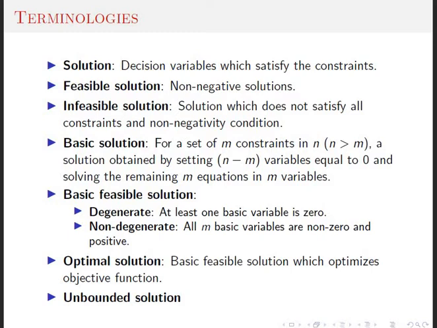If at least one basic variable is zero, then the basic feasible solution becomes degenerate. Otherwise, it is known as a non-degenerate solution. The basic feasible solution which optimizes the objective function is known as the optimal solution. And the solution which is not bounded is known as an unbounded solution.